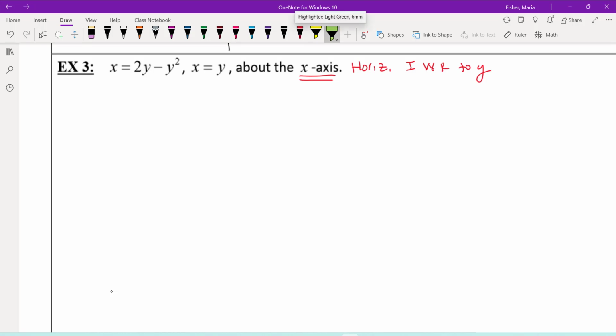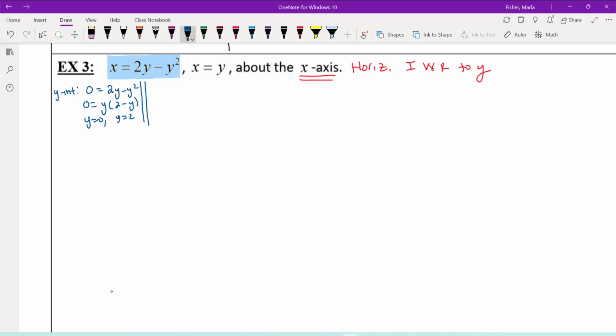Well, if we're looking at this first one right here, this is a parabola because y is squared. Let's go ahead and find the y-intercepts, and let's find the vertex of this parabola so it's easier to graph. My y-intercepts are going to be found by letting x equal 0. So I say 0 is equal to 2y minus y squared. If I factor out a y, I'm left with 2 minus y. So I know I cross the y-axis at 0 and at 2.